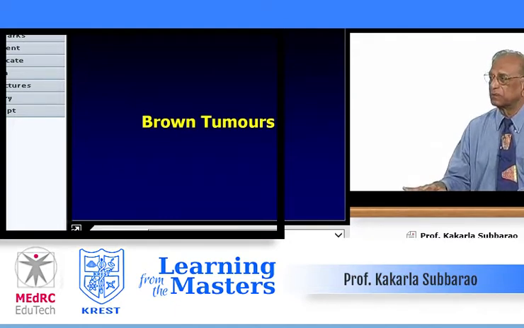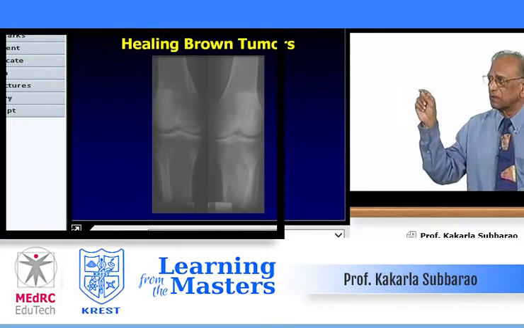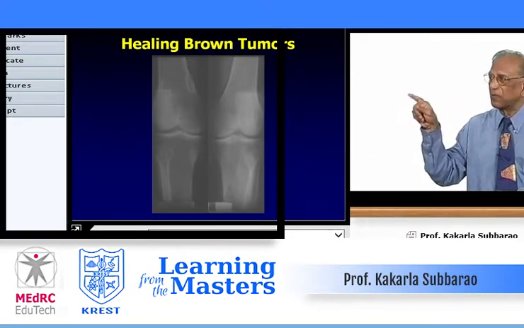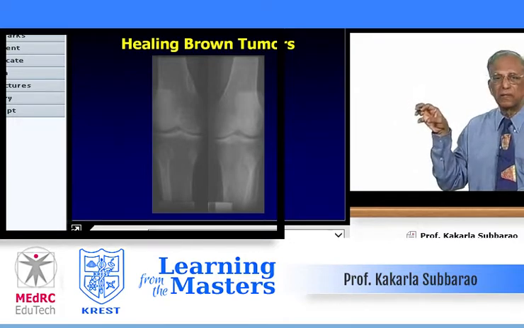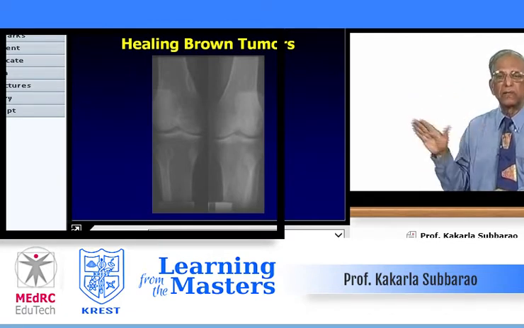Brown tumors. This is another case. Looks like a fibrocortical defect or non-ossifying fibroma. These are healing brown tumors. After the removal of the parathyroid, that's how they heal. Eventually, they completely ossify and form a normal bone.